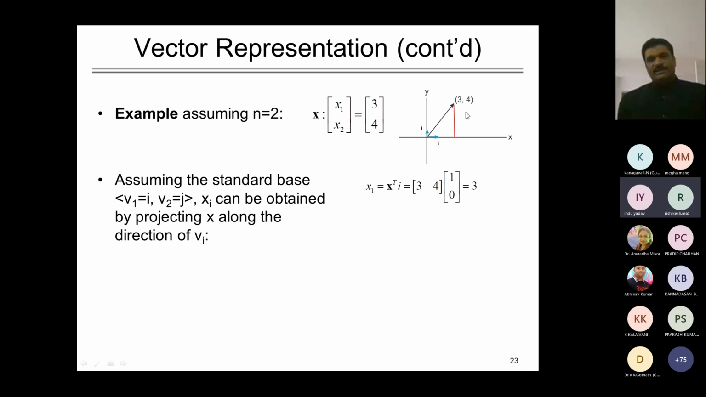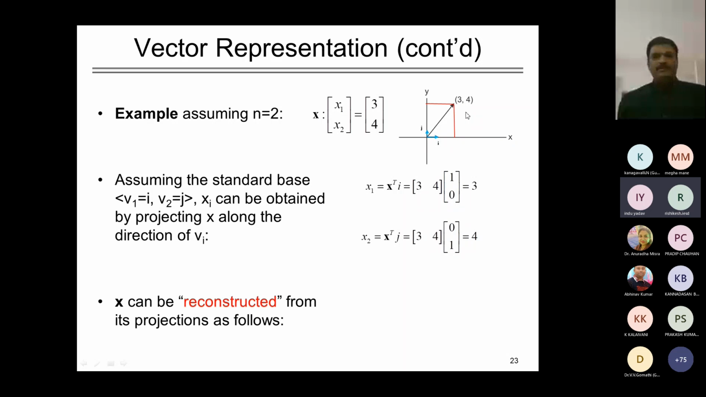x1 will be x transpose i, (3, 4) times (1, 0), and after multiplication we will get 3. x2 after multiplication, (3, 4) times (0, 1), will be 4. x can be reconstructed from its projections as follows: x equal to 3i plus 4j.